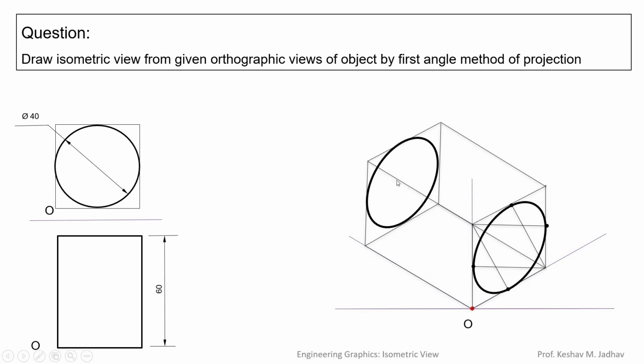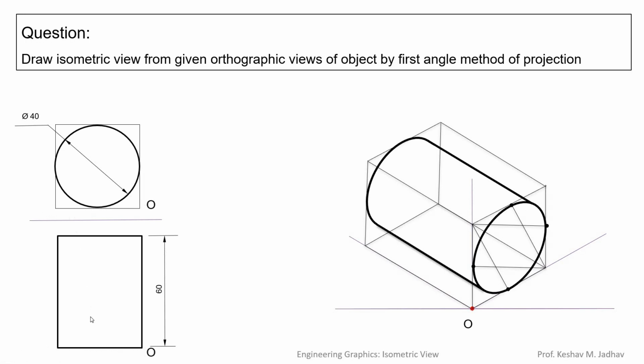And to draw the curved surface, we have to draw the tangents like this. So for the backside circular part, this edge will be at the backside, so we can erase that. So this is the isometric view of the cylinder for the given front view and top view.